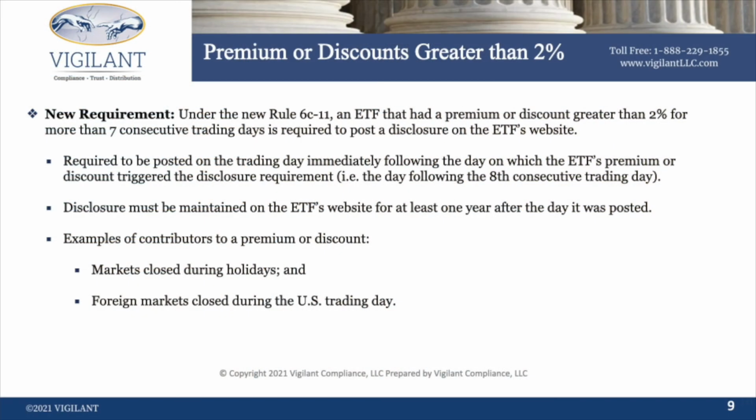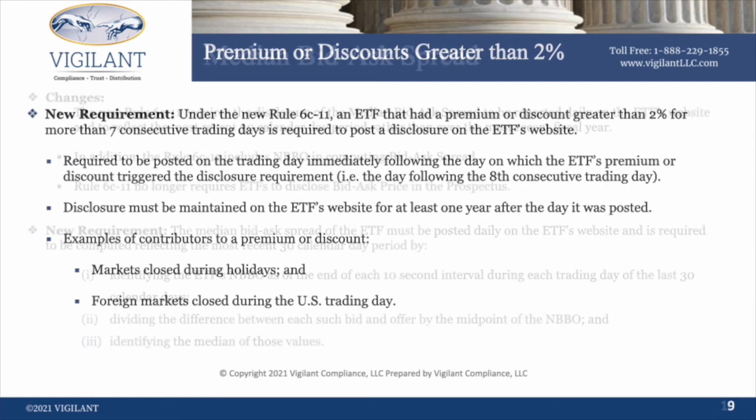So on the 8th consecutive trading day, advisors will need to review the reason why there was a deviation of greater than 2% in the premium and discount. And then following that trading day, we'll need to post a disclosure on the website of why this deviation occurred. That disclosure will need to stay on the website for a year.